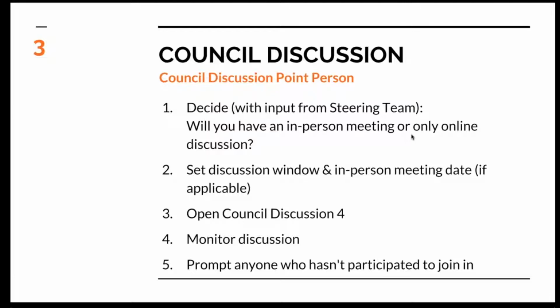So be as accurate as you can with checking that attendance. I know that's a formality, but it shows that everybody's at the table. You will set your discussion window and the in-person meeting date if applicable. And then you're going to open council discussion 4. Probably some of you can do this in your sleep now. Then you're going to monitor that discussion and prompt anyone who hasn't participated to join in.